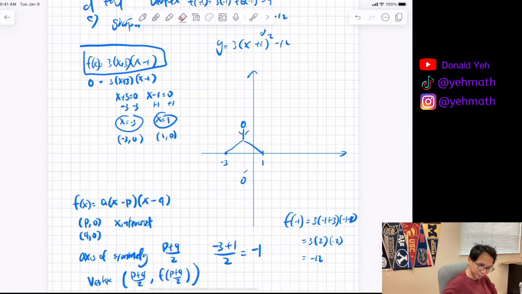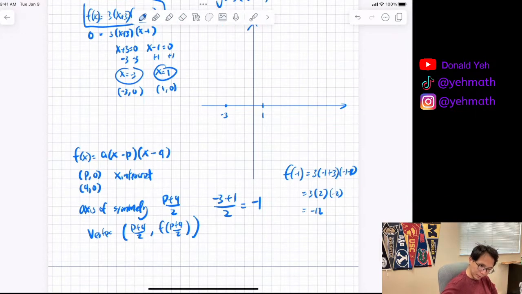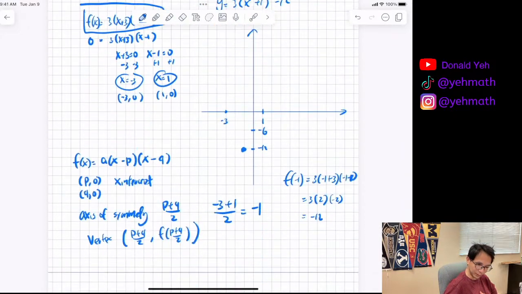So guess what? Jesus is actually upside down. His head is all the way down to -12. So we're going to say this is -6, and here is -12. So it's going to be -12 here. And the y-intercept is where? -9. So its y-intercept is right here. There's a mirror image. So it's going to be a parabola like this. Does that make sense?